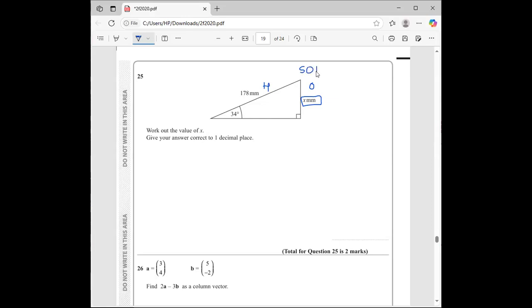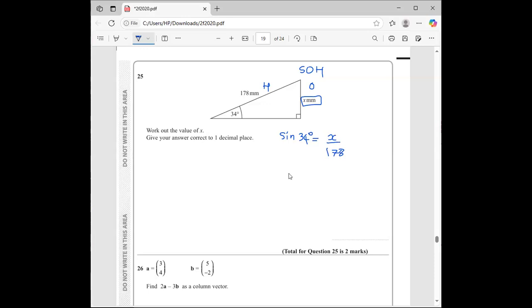That's so. And so is the first one. So that means sine 34 degrees is equal to the opposite, x, that's the one we're looking for, over the hypotenuse, 178.